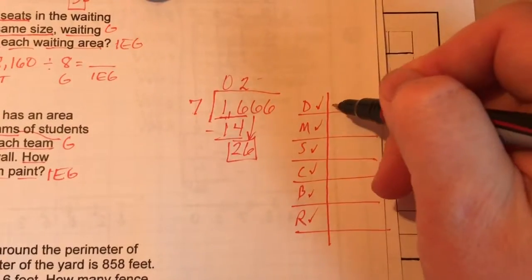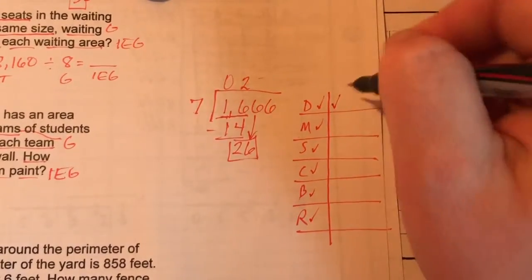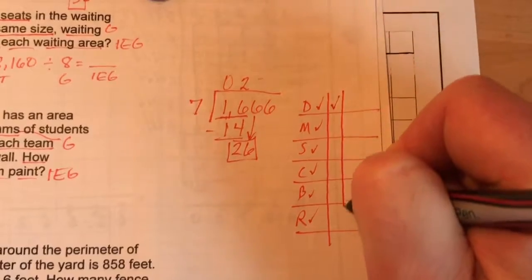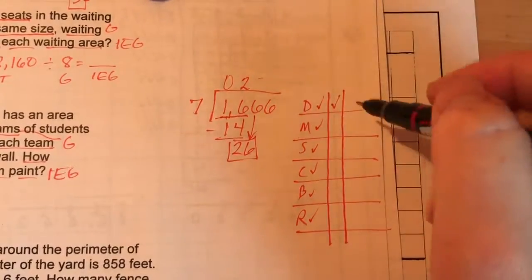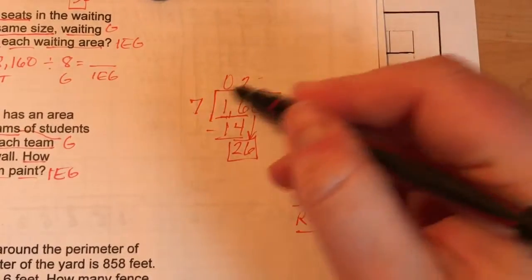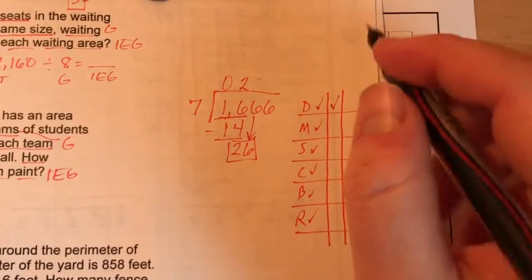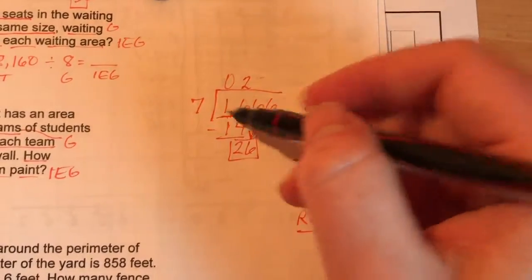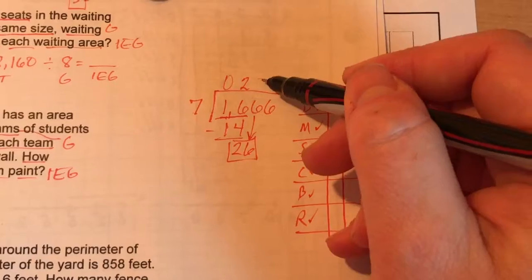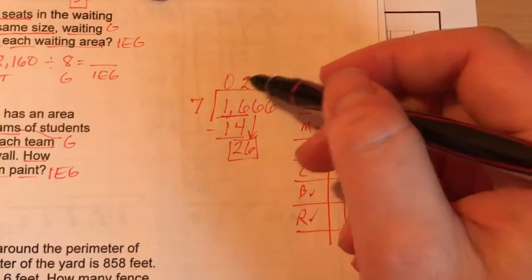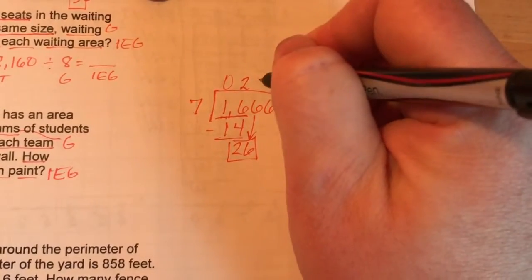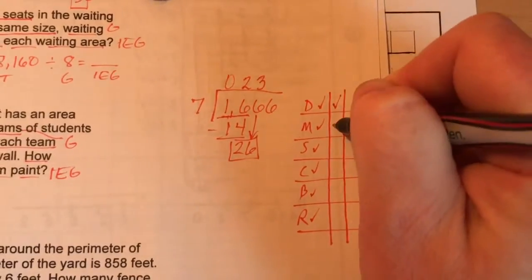All right, so now we're determining again, and I can make another workspace. Oh, excuse me. All right, so determine 7 times what gets me close to 26 now without going over. And so we have 7 times 3 is 21. 7 times 4 is 28. So that 4 goes over, so we have to use 3.